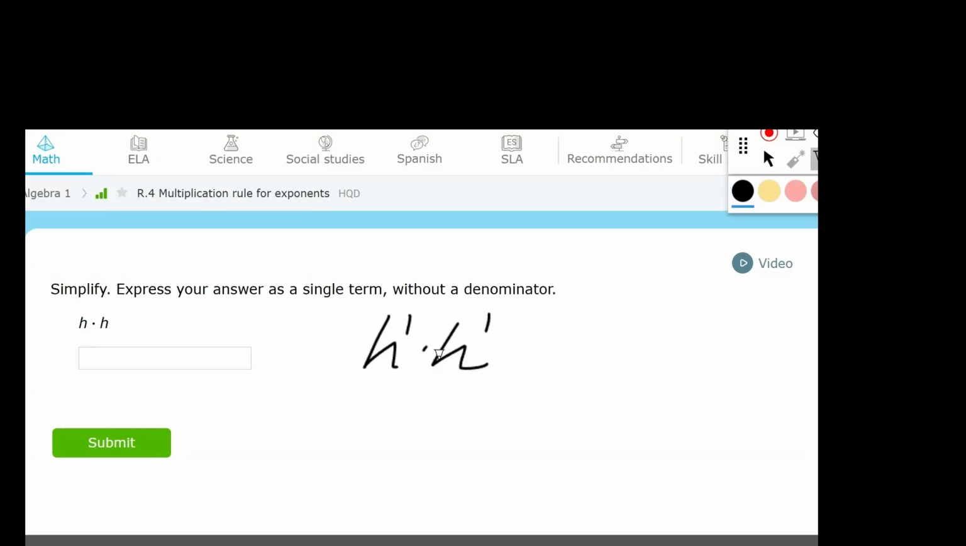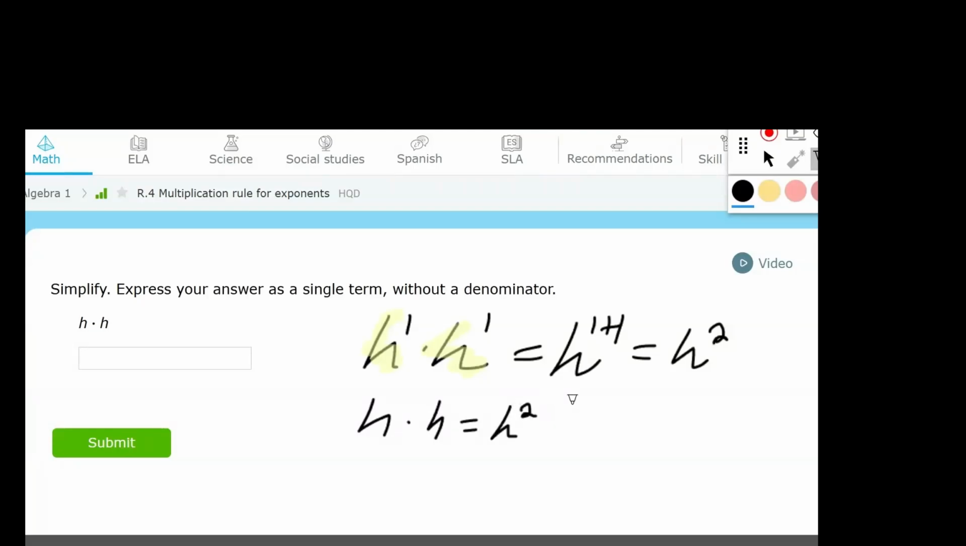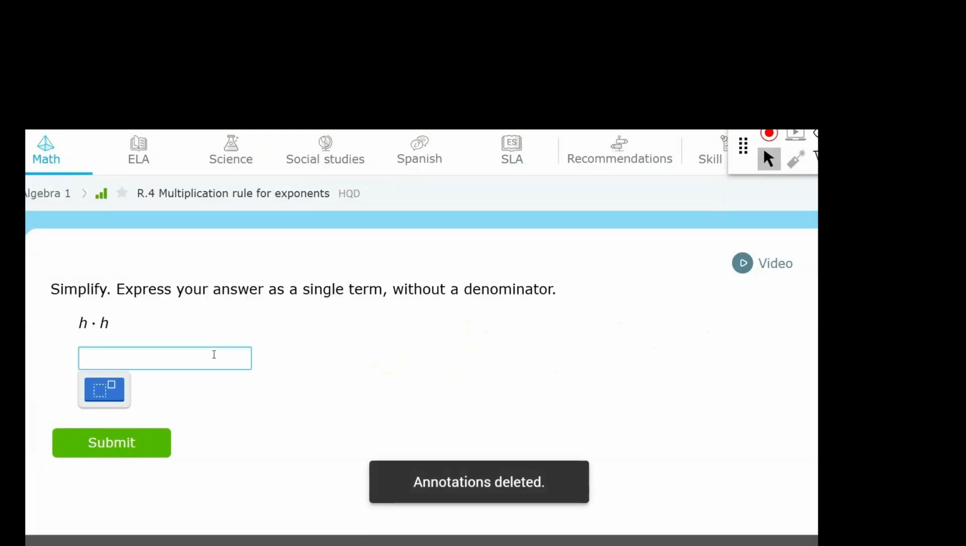And here, what is our similar base? It's h. So we're going to keep our base and then add our exponents. 1 plus 1, and we get h to the second power. Again, h to the first power is just h, times h to the first power is just h. We know it's h squared, or h to the second power. Let's check our answer.